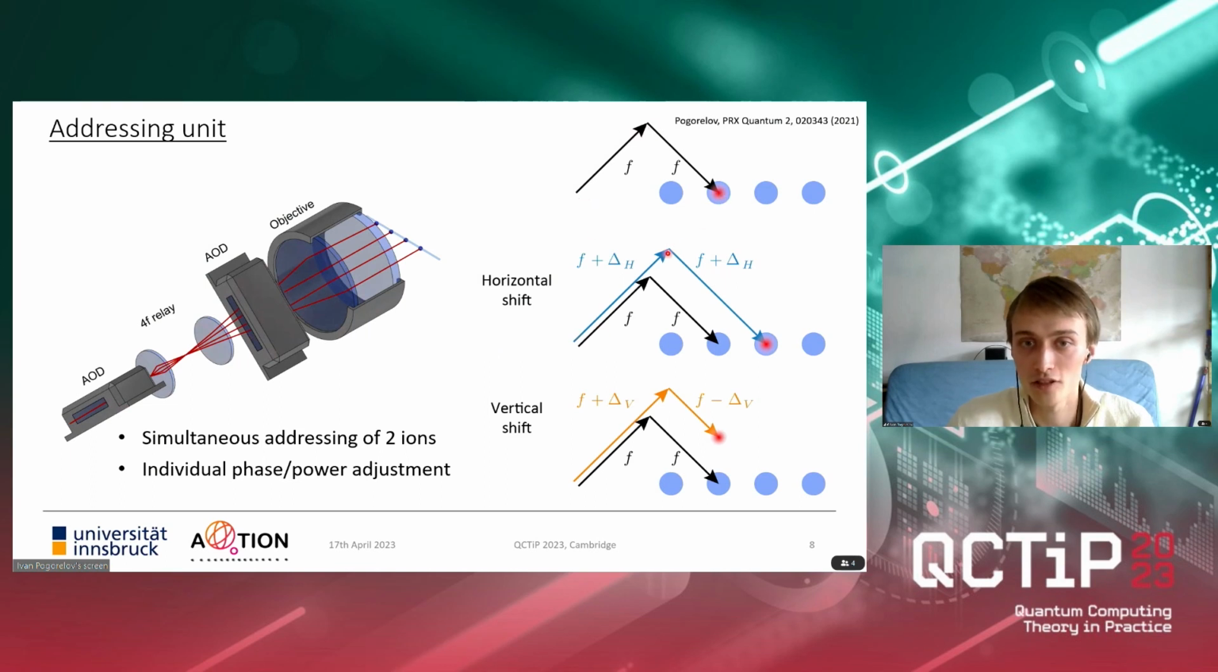And when we change the frequency of the RF drive, it actually moves our beam along the ion chain, and that's how we can scan the ion chain. If we supply several frequencies simultaneously, we can also address several ions simultaneously, although we mostly do two to make it more simple. It's also important to notice that that allows us for individual phase and power adjustment for each ion we address with this setup.